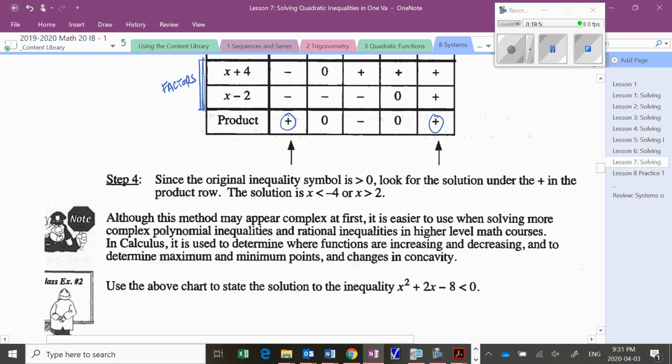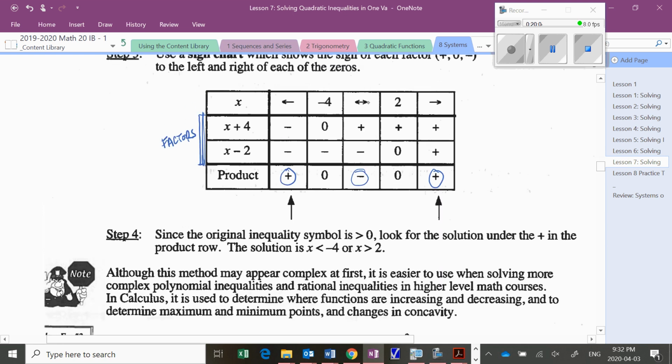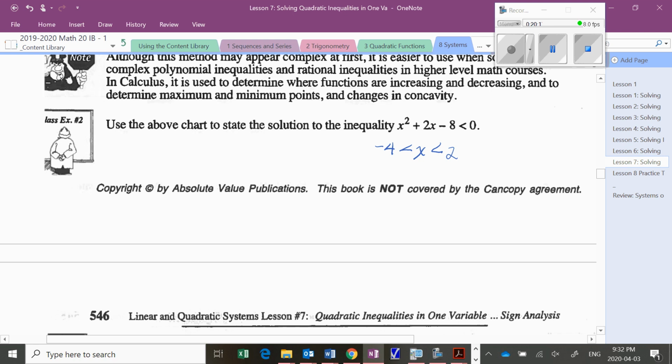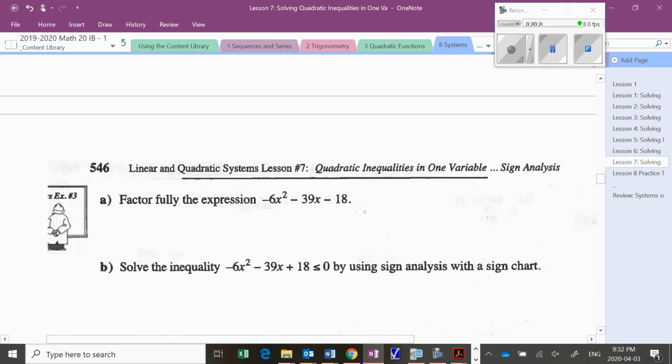When is the inequality less than 0? So less than 0 is this negative, and that happens in this interval right here between -4 and 2. So that happens when x is greater than -4 and less than 2. Okay, so here's an example for us to try ourselves.